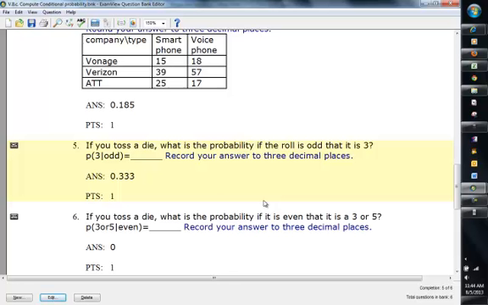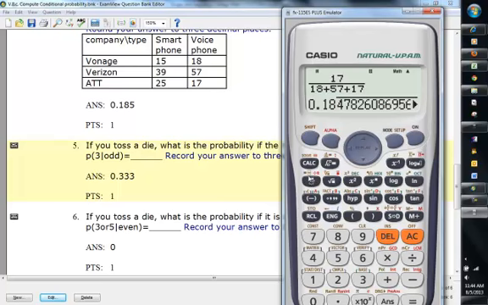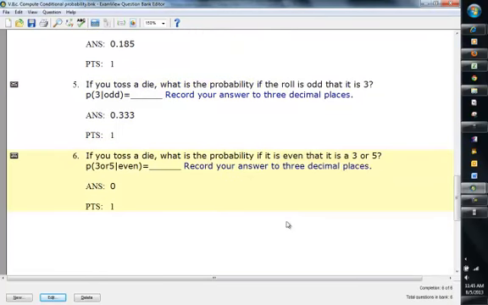Toss a die. The probability that you roll is odd. If the roll is odd, that it is a 3. Okay, there's one way to get 3, and there are 3 ways to get an odd number, 1, 3, and 5, and that would be 0.333.